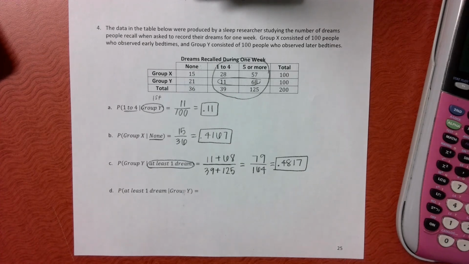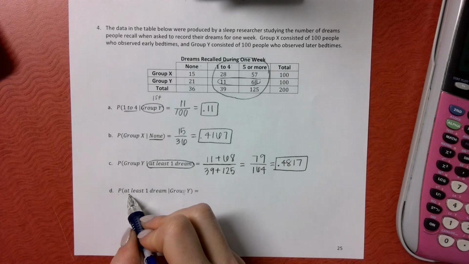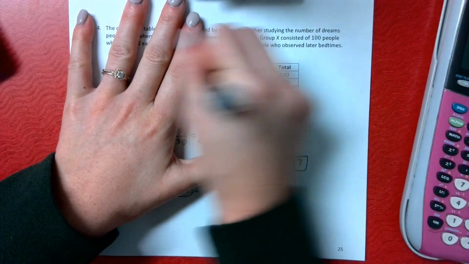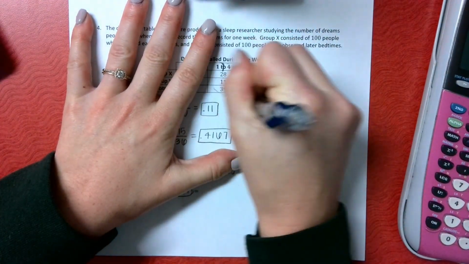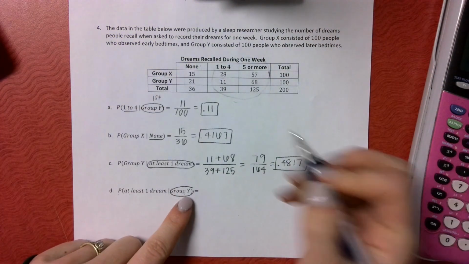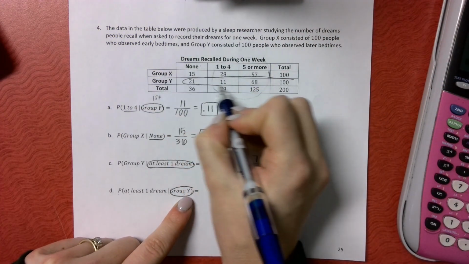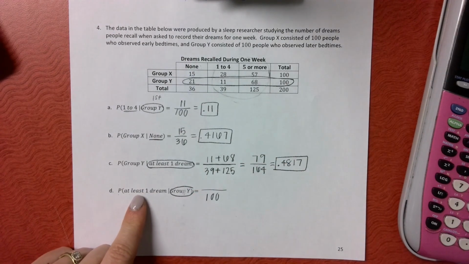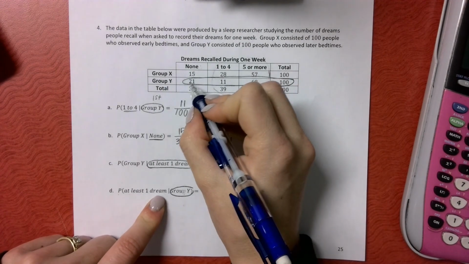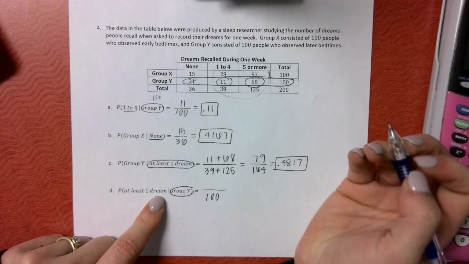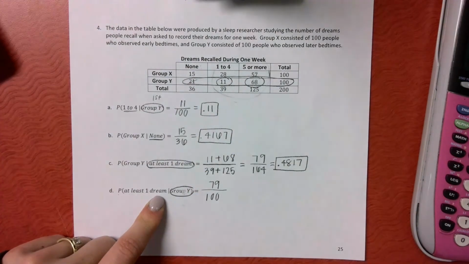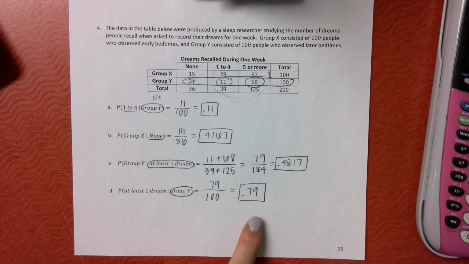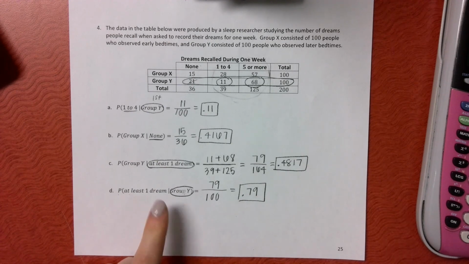And part D here, switching up the order. Now I'm looking for the probability that they had at least 1 dream, given they were in Group Y. So my condition has now changed. This time I'm going to start with identifying people that are in Group Y. So Group Y was this right here. That's a total of 100. But I want to find people that had at least 1 dream. So that would be not the 21, but the 11 and the 68. So again, I have 79. So this means that 79% of people from Group Y had at least 1 dream.